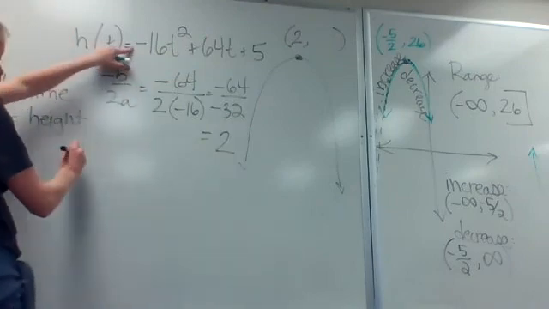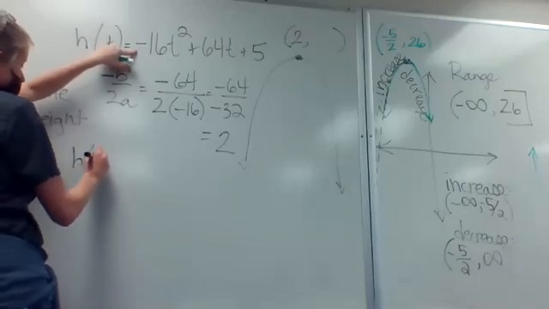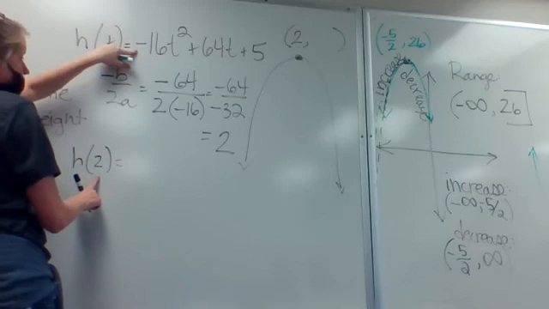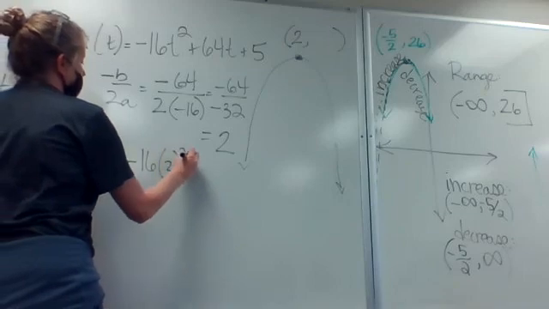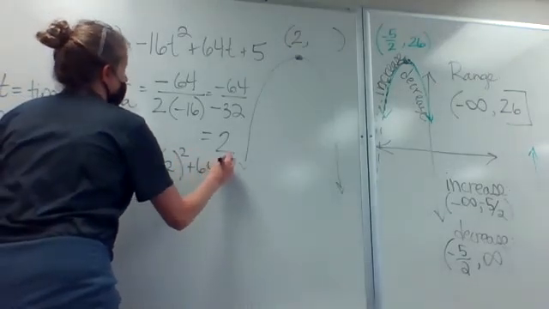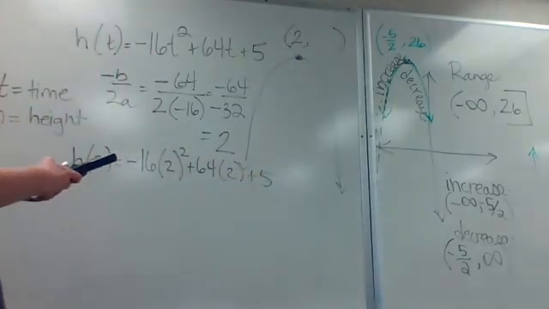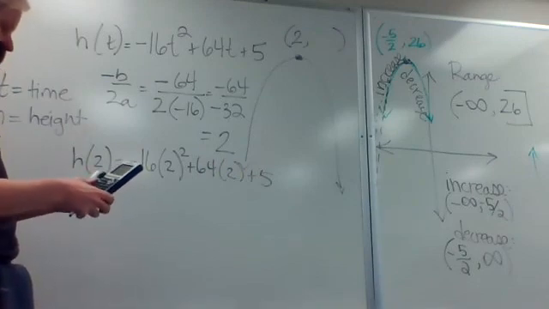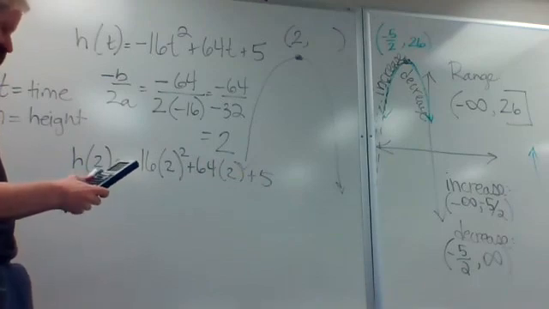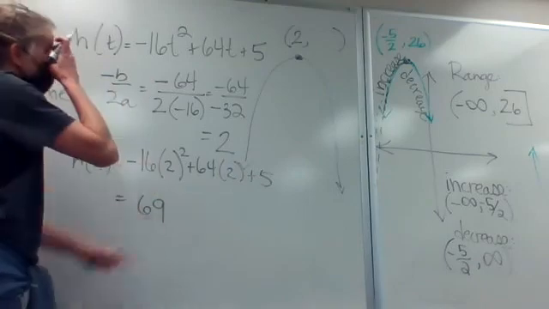Find the y. So y, or the height, the maximum height is going to be plugging in 2's for the x's, or the t's. Negative 16 times 2 squared plus 64 times 2 plus 5. So plug that in your calculator. Negative 16, open parentheses, 2, close, squared, plus 64, open parentheses, 2, close, plus 5, which gives you 69.